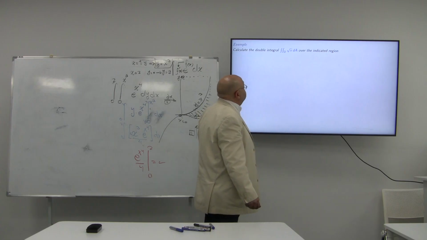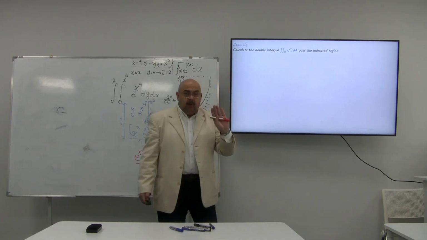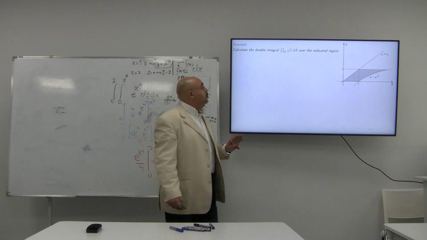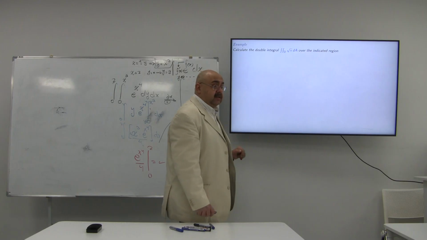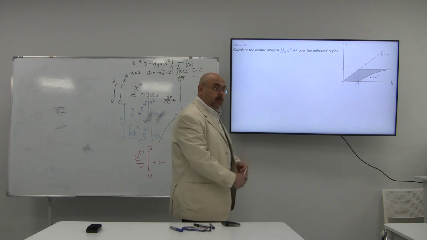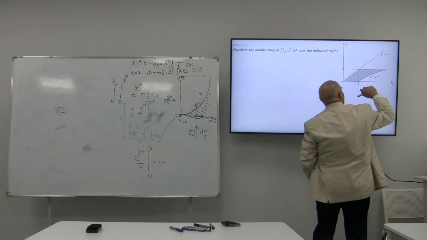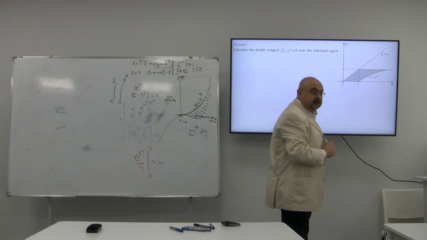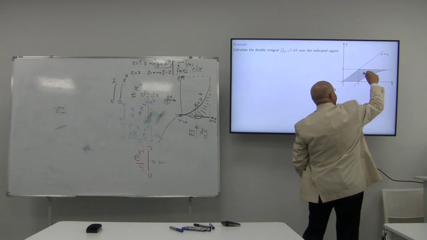Calculate the double integration of root of x dA over the indicated region. I will do this example, and it is enough for today. But I need you to look at it, Ibrahim. I want to integrate root of x over the region given by the following region. Look at the region. It is y equal to x, and x equal to e to the power of 1. So this is mainly the region that we are interested in.